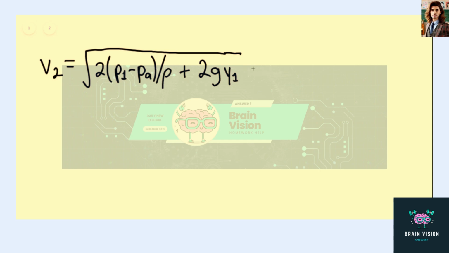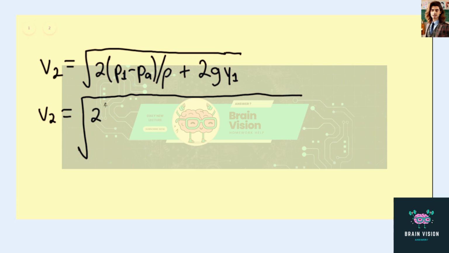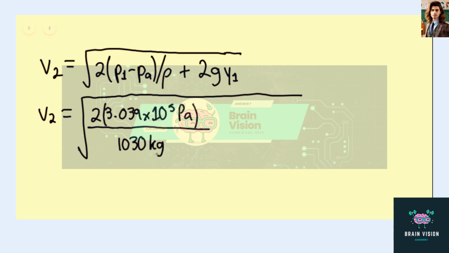And we can solve. So this would be equal to, let's get a new line, V sub 2 would be equal to the square root of 2 times 3.039 times 10 to the 5th pascals divided by 1,030 kilograms per cubic meter, plus 2 times 9.8 meters per second squared multiplied by 11.0 meters.